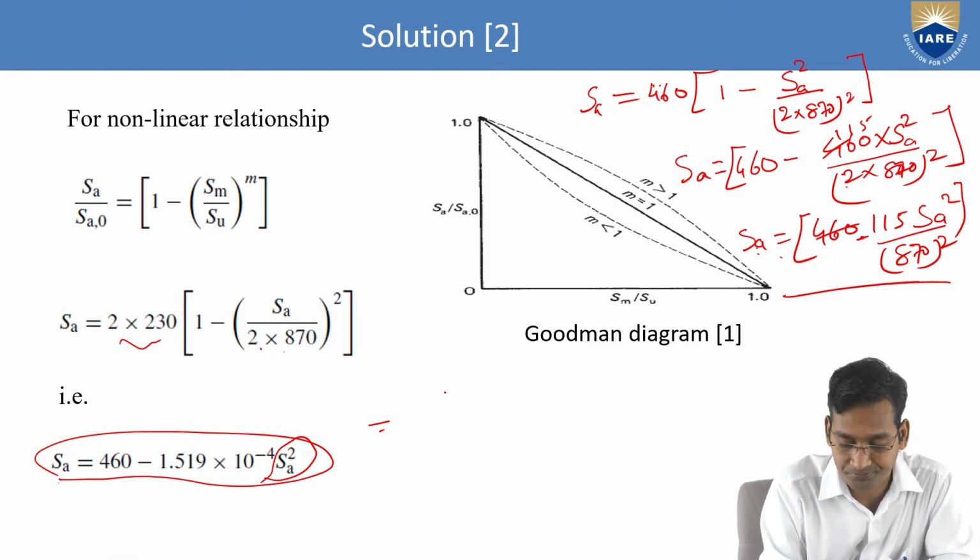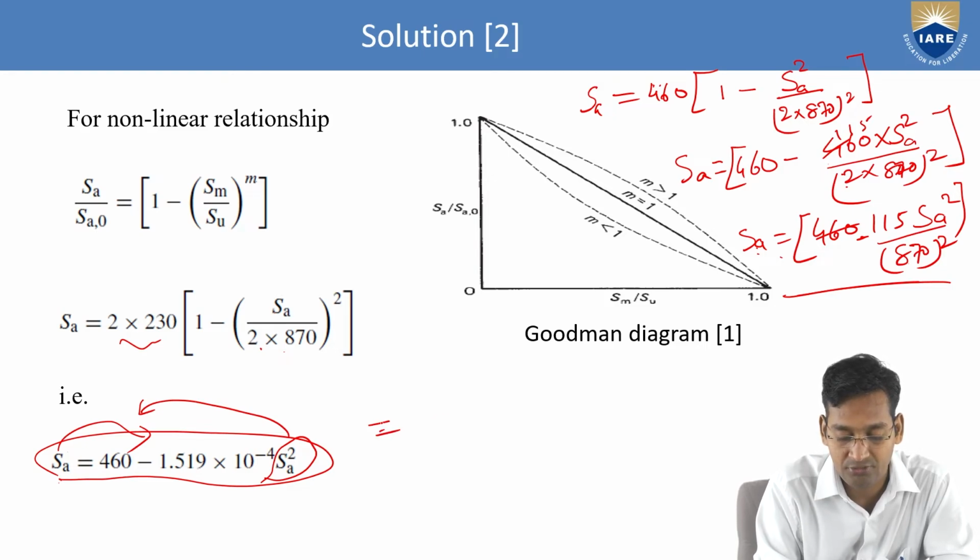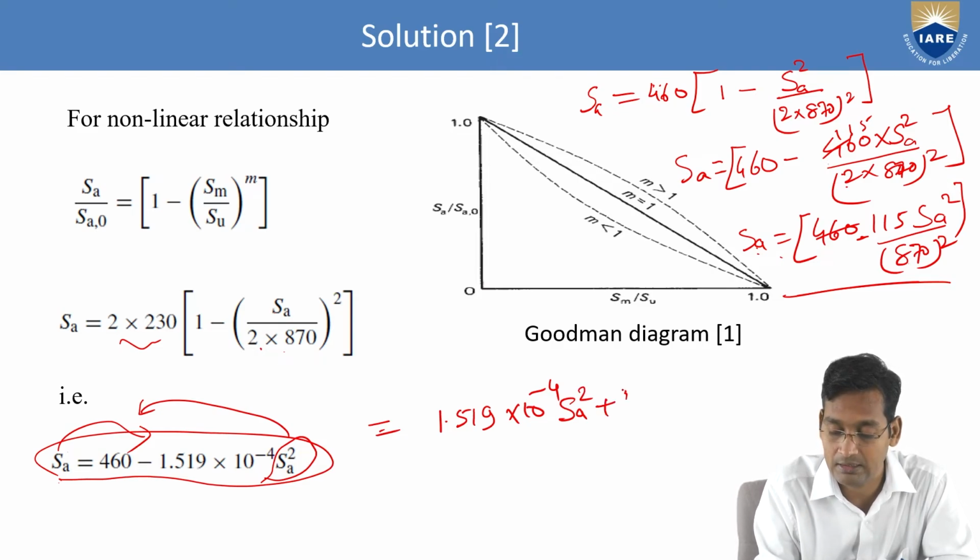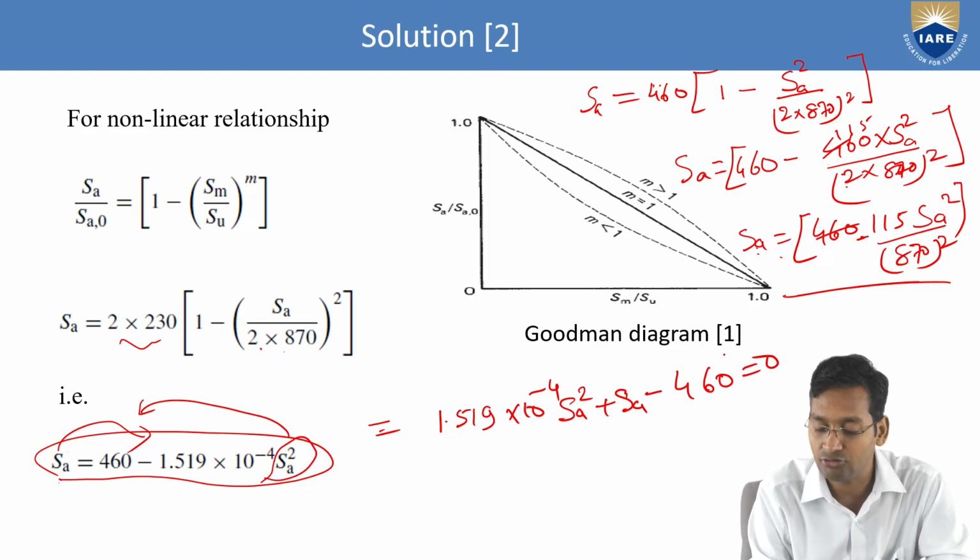So what we have, I'm taking this to this side, or take this whole thing to this side. This will be better, positive. So now this will go that side, so it's positive 1.519 into 10 to the power minus 4 SA square. This is already positive, so plus SA, minus 460, this equals to 0. Now this is the coefficient of SA, so the coefficient of this is 1 and this is the constant.